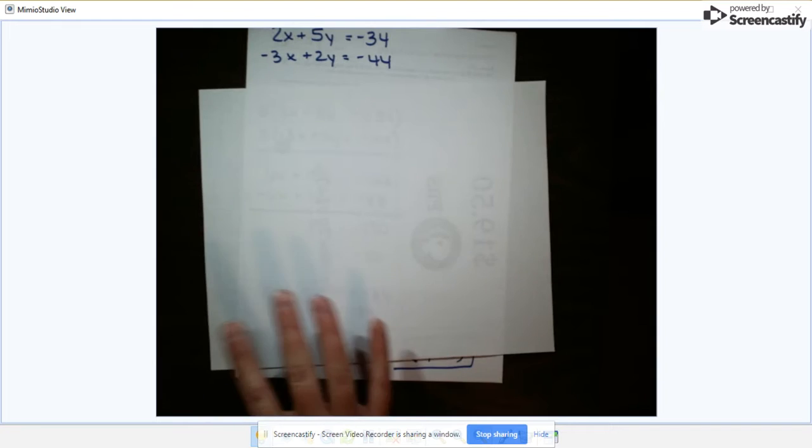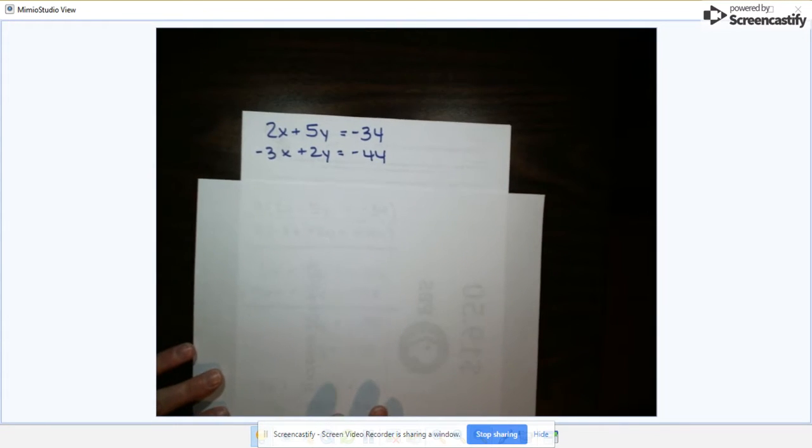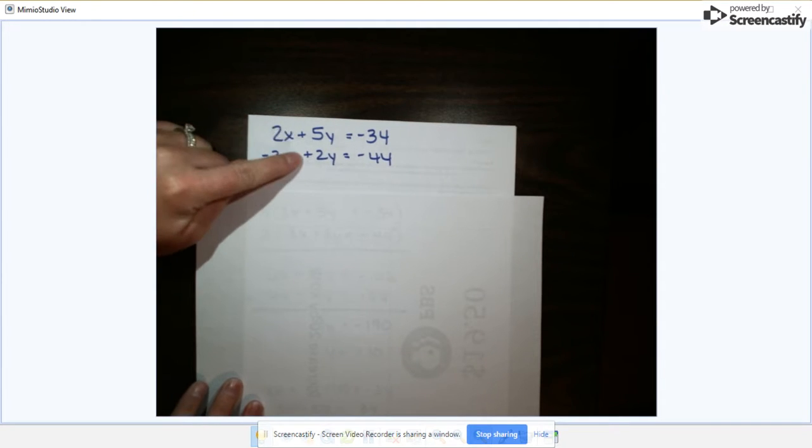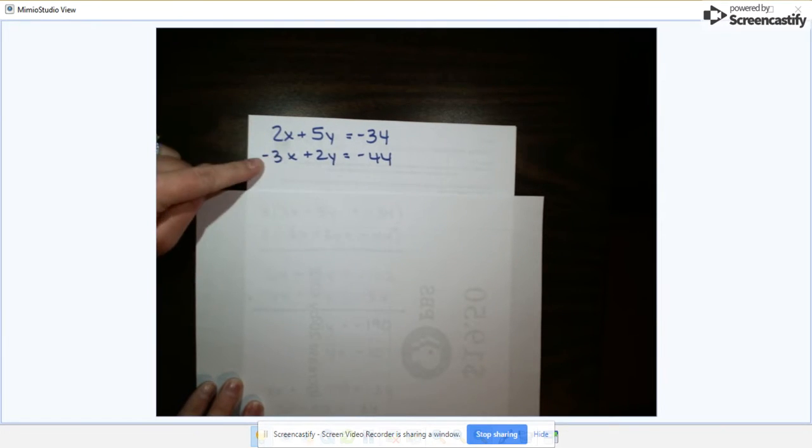Here's another example. We're not as lucky with this one because one of our variables doesn't just automatically cancel. So our goal is to make them so that they cancel. So we can multiply one or both of our equations in order to make that happen. Now, like I said, we really want opposite signs. So our y's don't have opposite signs, but our x's do. So I'm going to go ahead and eliminate my x's.